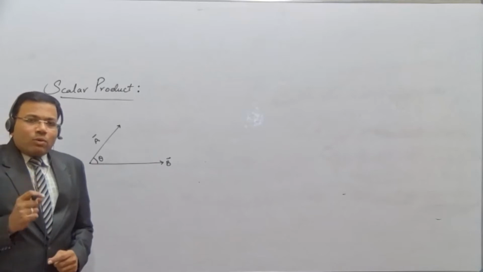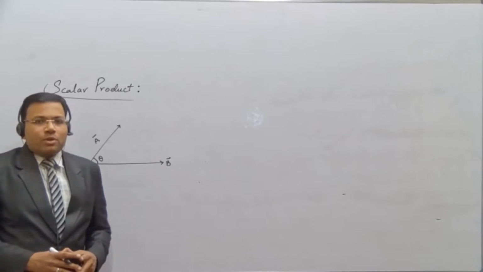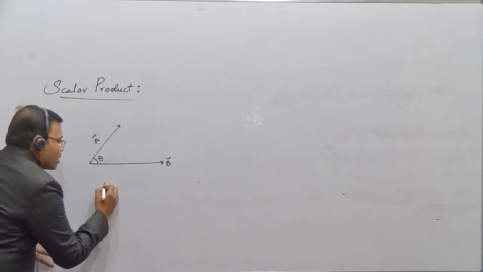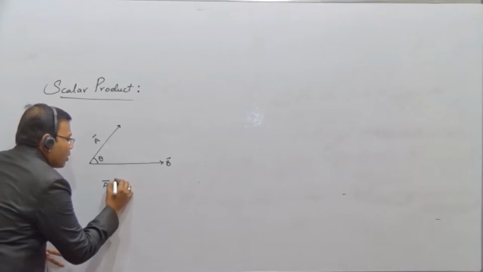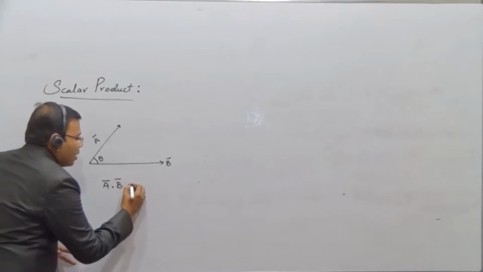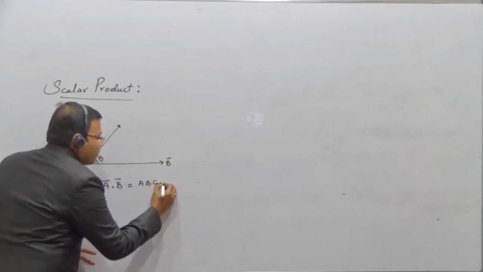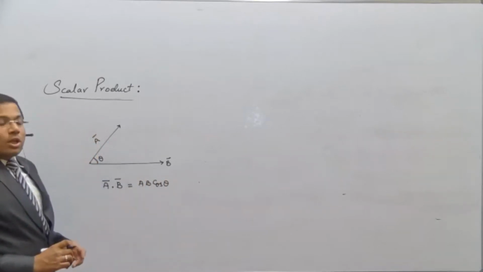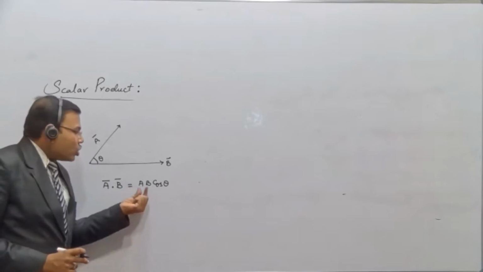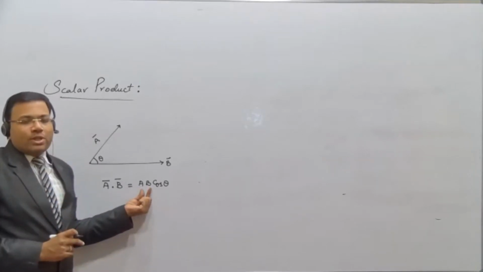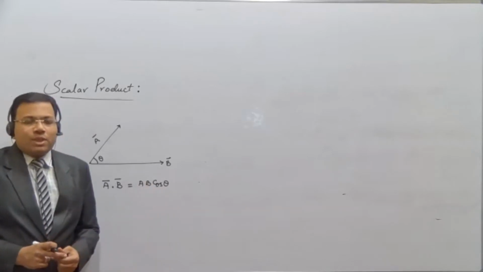Now I want to calculate the dot product of these two vectors. So how do we calculate it? The dot product is denoted by a dot, that is A dot B. A bar dot B bar is equal to AB cos theta. That means the dot product of two vectors is defined as the product of the magnitudes of the two vectors and the cosine of the angle between them.